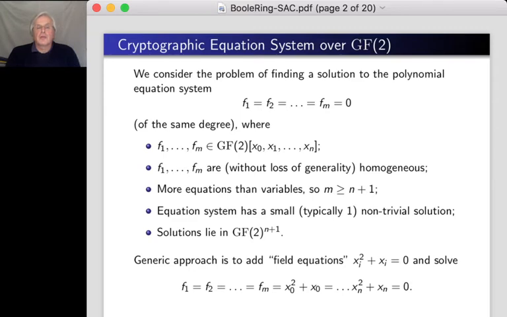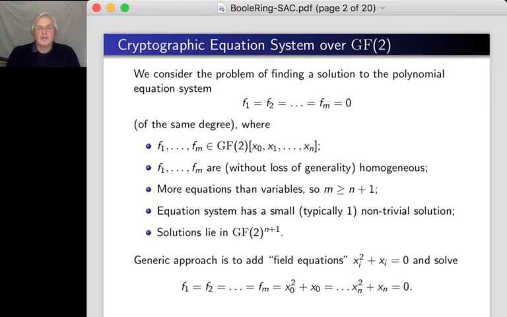We're going to assume that we have more equations than variables, and the equation system has a small number of solutions, and for simplicity, typically one solution. And in particular, we're going to be looking for a solution that does actually lie in the underlying field. So the solution is a vector of length n+1 over GF2. So, to summarise, we have a series of polynomials over GF2. They're homogeneous, and they typically have a single non-zero solution over GF2.